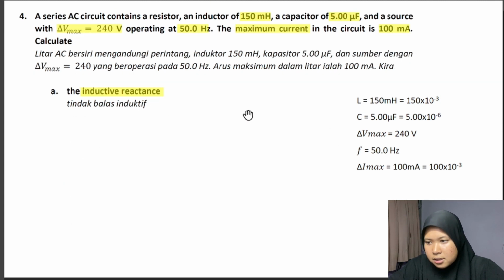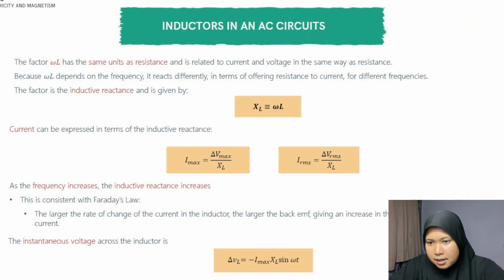The question asks for the inductive reactance. The inductive reactance XL is given by the product of the angular frequency omega and the inductance L of the inductor, and it represents the inductor's opposition to the flow of alternating current. The factor of omega L has the same units as resistance and is related to the current and voltage in the same way as resistance.